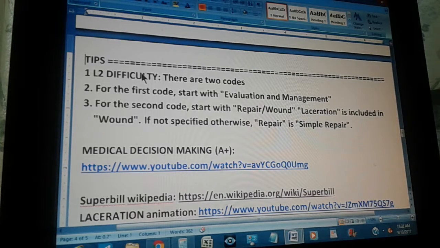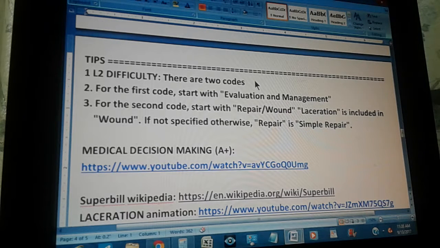Tip number 1. Level 2 difficulty. There are 2 codes. We want you to code a superbill, meaning the complete visit. The E&M code, which means what kind of evaluation and management visit this is, and the procedure code, what was done to the patient. So it needs 2 codes. That's what we have, level 2 difficulty, right?